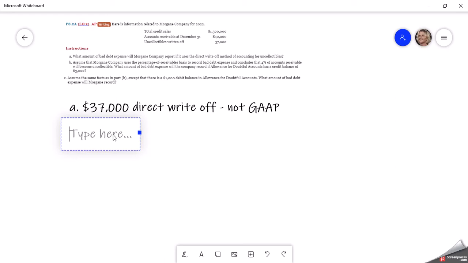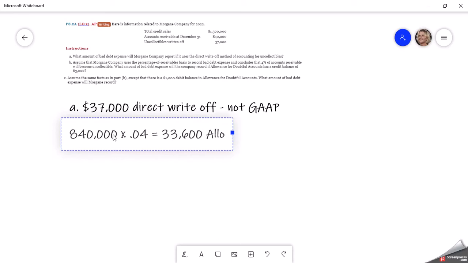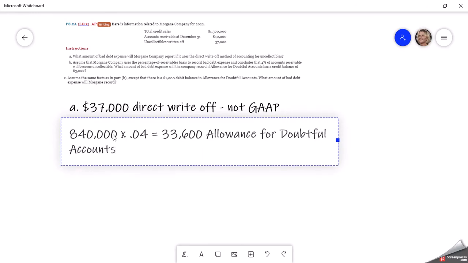So if we go to our accounts receivable, it's $840,000. And if we estimate that 4% of that will be uncollectible, based on past history or whatever, that gives us a $33,600 allowance for doubtful accounts. So the key to that is what we want our account to be. Then we have to take it to the next step to say, okay, well, what is it now?